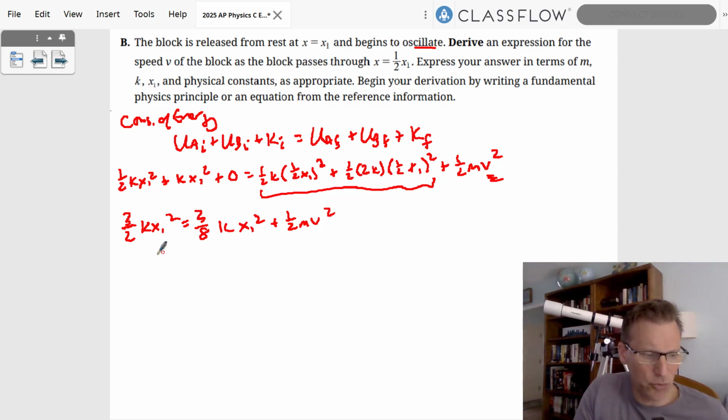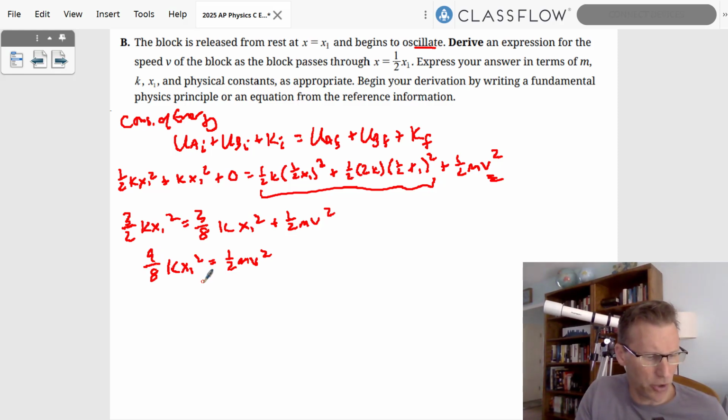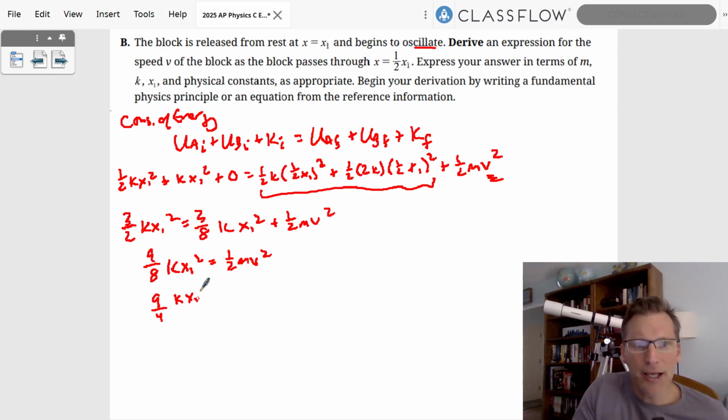We're going to subtract, which means we're going to get 9/8 kx1 squared is equal to 1/2 mv squared. We're going to multiply by 2, which means we're going to have 9/4. We're going to divide by m. So we have kx1 squared over m equals v squared.